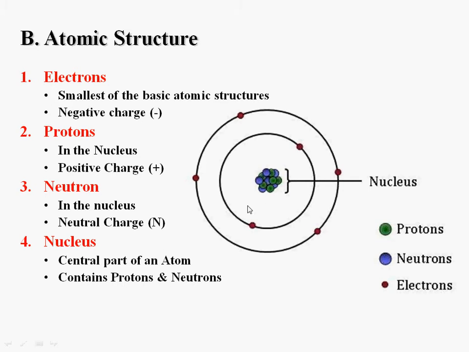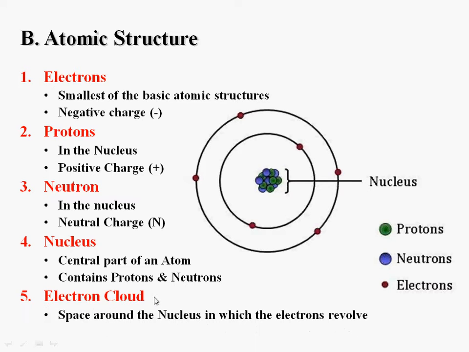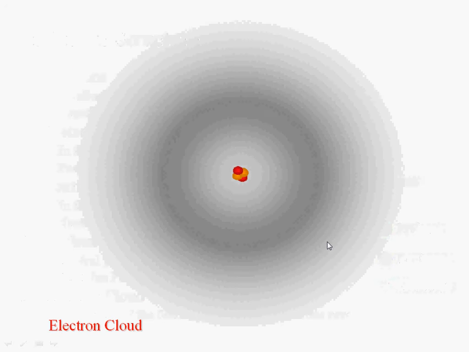Now, the nucleus is the center. It holds the protons and neutrons. Electron cloud, again, is that area around the outside that I talked about, where the electrons are held. And I've got a pretty good diagram right here of an electron cloud. It kind of looks like a big fuzz ball. That's because they're moving really, really fast, and we don't know exactly where they're at, but we do know that they're in their orbitals. We'll talk about that later.